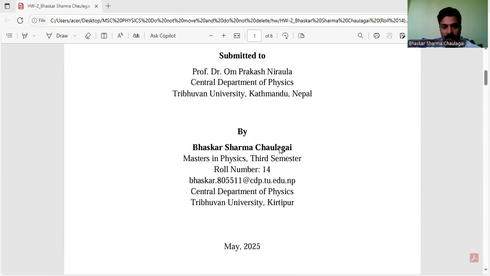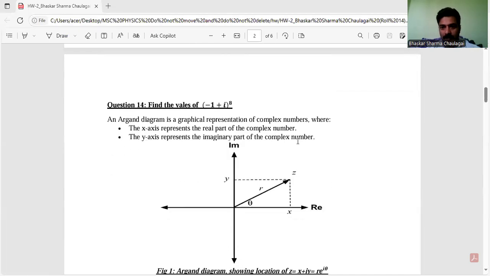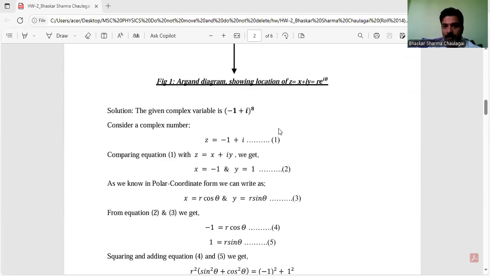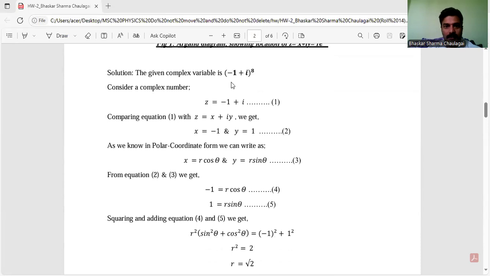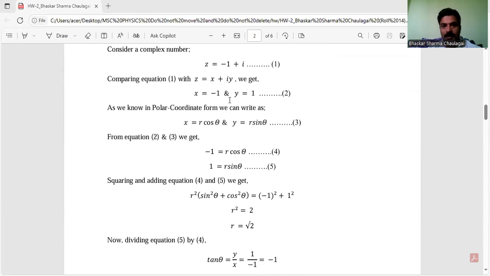Okay, today we'll be discussing two different questions of complex number. The first question is (-1 + i)^8. So we'll be using the same process that we used before. First of all, we will compare this complex number with the standard form, and we'll get the value of x as -1 and y as 1.